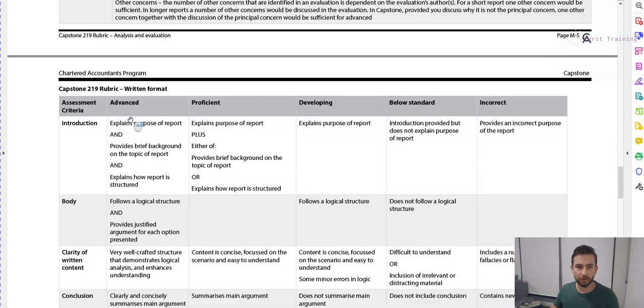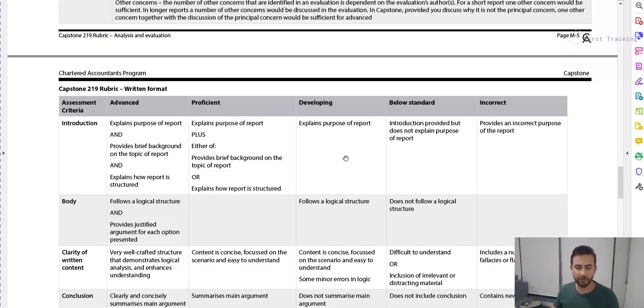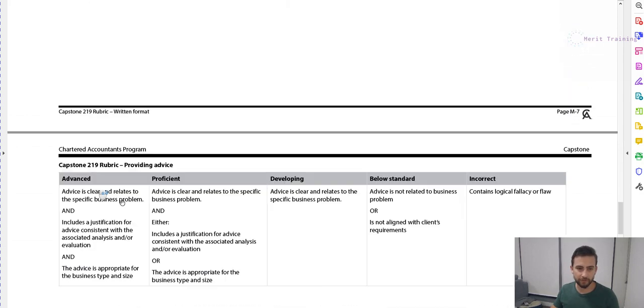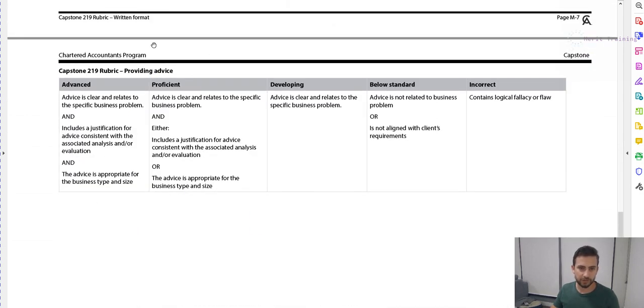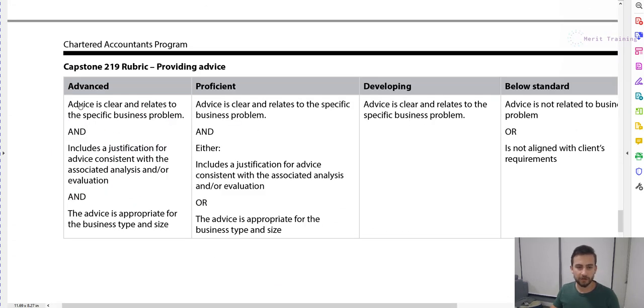And then the other one was giving advice. So we still follow this written format, but it's just not being marked against this written format for the purpose of the exam. So this is the next rubric that they're actually going to be marking you against, which is advice is clear and relates to specific business problems and includes a justification for advice consistent with the associated analysis and or evaluation, and the advice is appropriate for the business type and size.